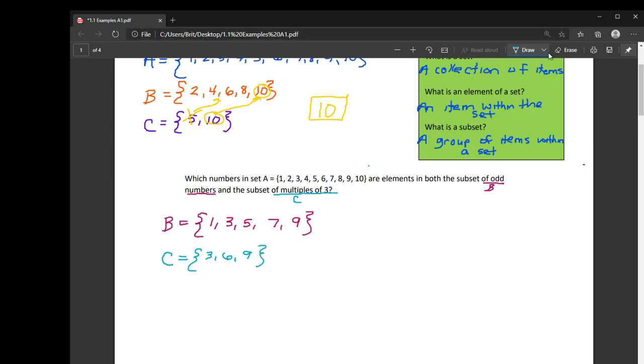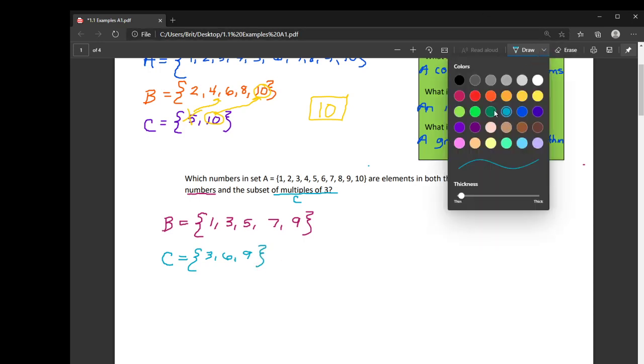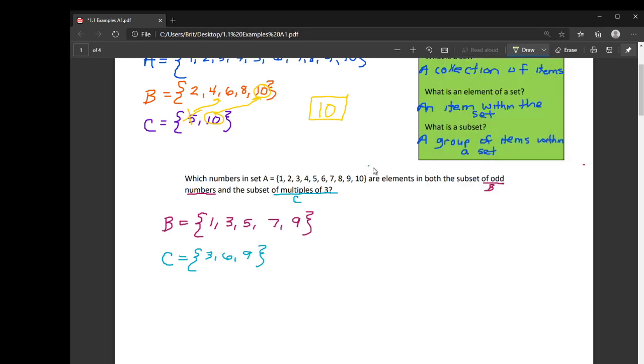So now we have to kind of play a little game of Go Fish, right? And see what numbers happen to be in both. So between B and C, I see that there's a 3 in common. 6 isn't an odd number, it's even, so I'm going to cross out 6. But then 9 is in both of these. So the two elements that are in both subsets are 3 and 9.